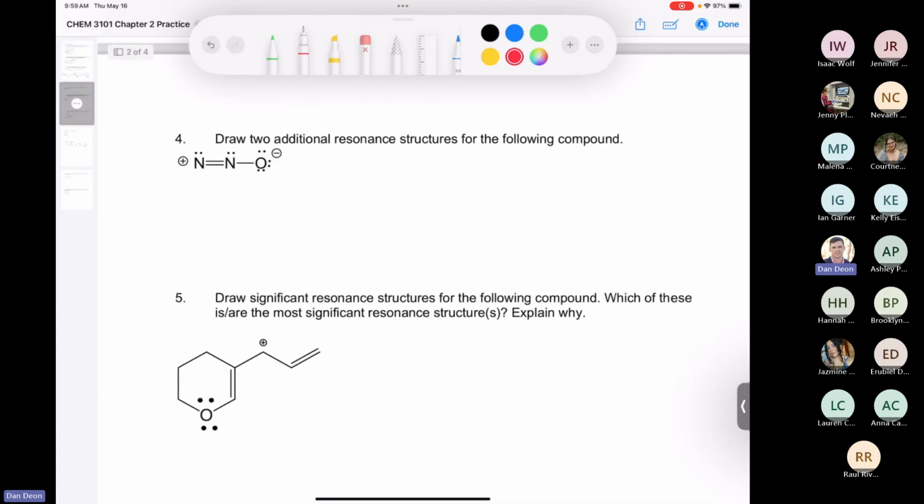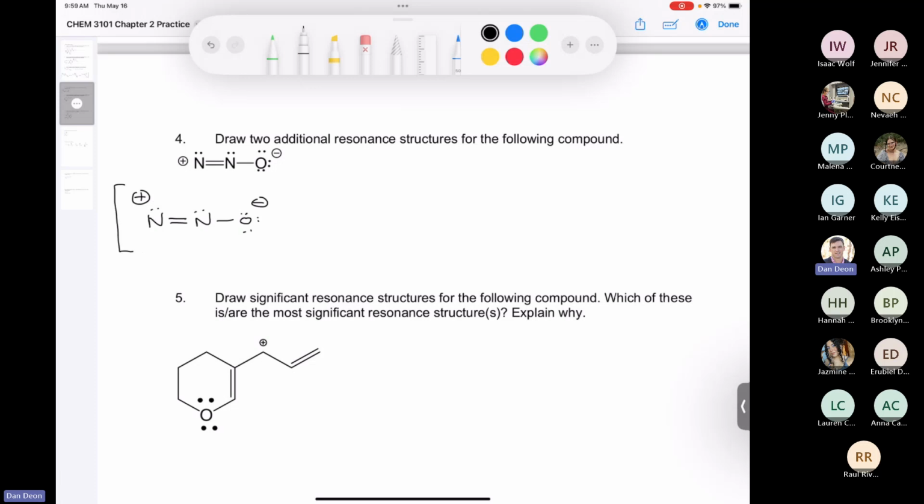Let's try the next one. We have a positive charge on a nitrogen. We've got a negative charge on an oxygen. Let's see if we can come up with some resonance forms here. So I'm going to redraw the first compound. I'll just redraw it down here. So we've got our lone pair here, lone pair here. All right. There we go.